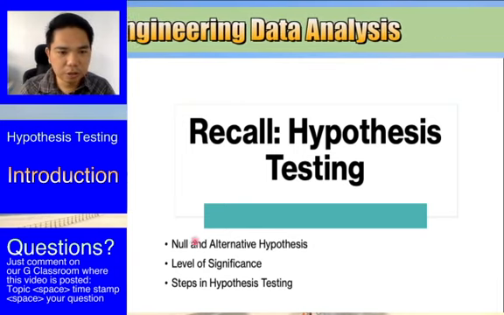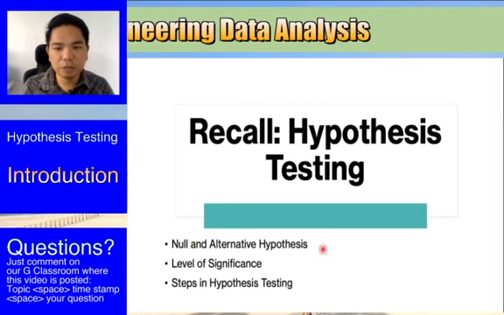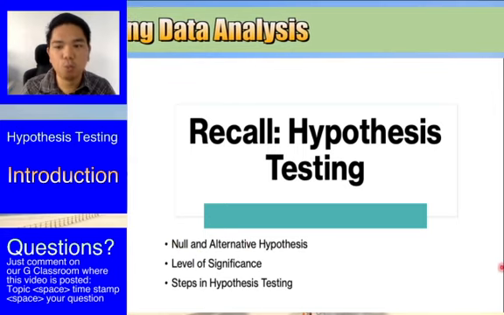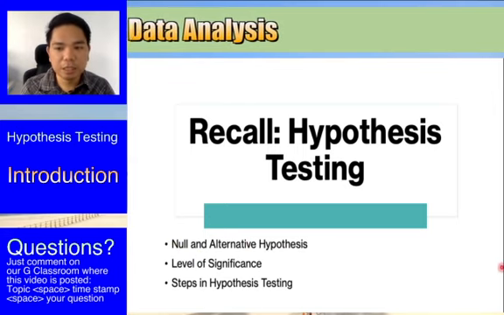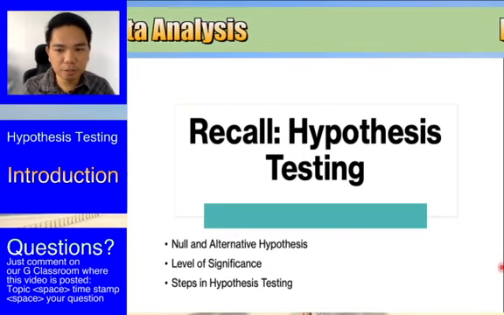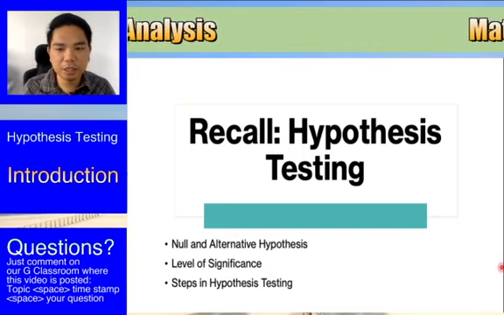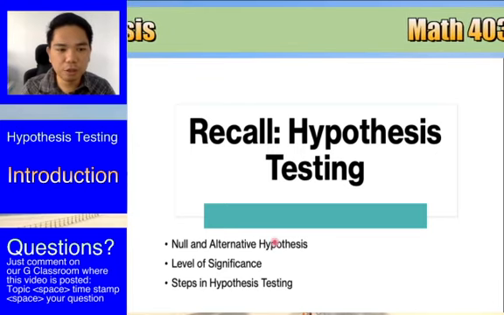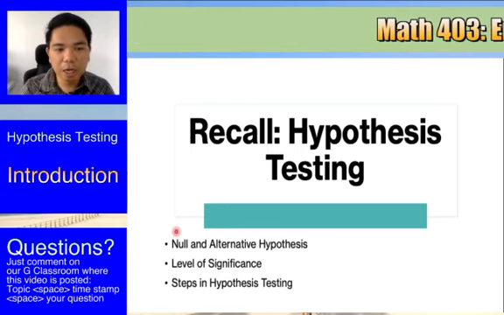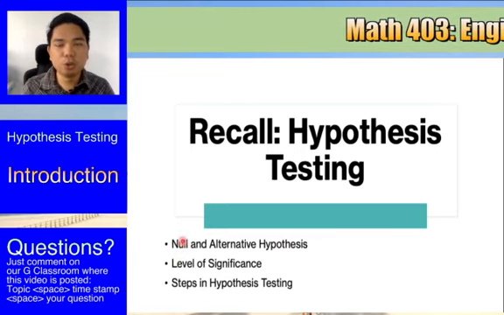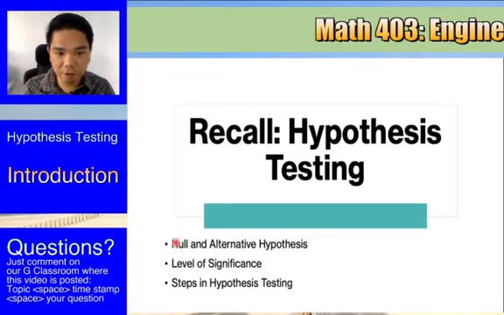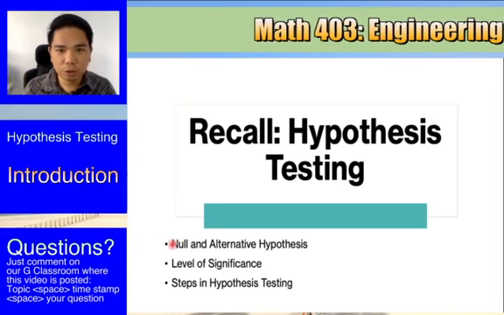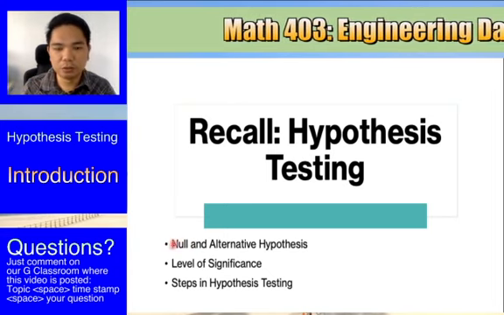Now, let us just recall the null and alternative hypotheses. So, null hypothesis denoted by H sub O. And it is the statement of equality indicating no existence of relationship between the variables under study. So, ito yung ating null ay yung there is no significant difference. So, ito yung mu equals mu naught or the mean population.